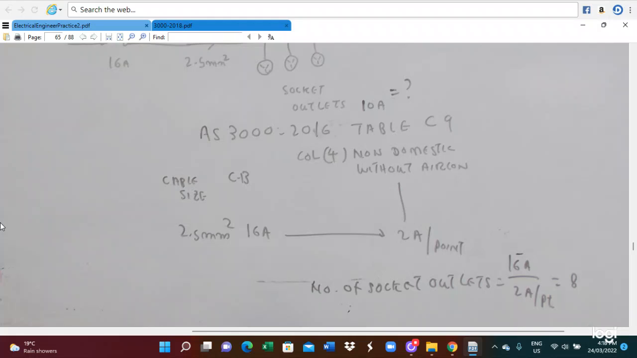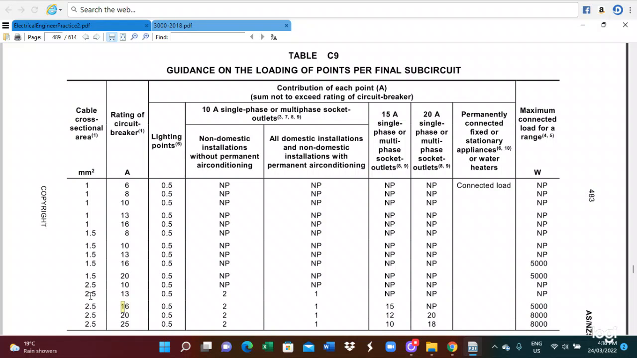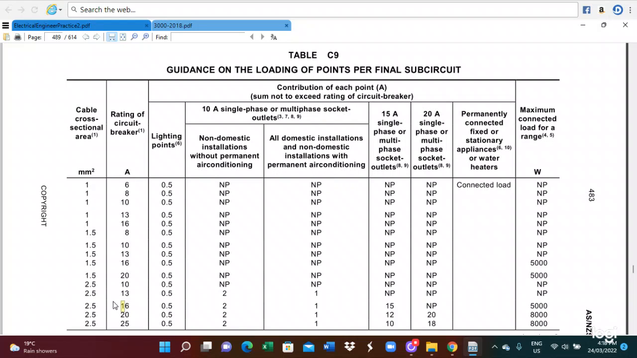So, non-domestic installation without air conditioning. In this table, 2.5 millimeter square is the cable size and a 16 ampere circuit breaker. Every 10 ampere socket outlet draws 2 ampere, so we use a 16 ampere circuit breaker. So 16 divided by 2, you got it. You can install 8 socket outlets. So this is the way we calculate it.